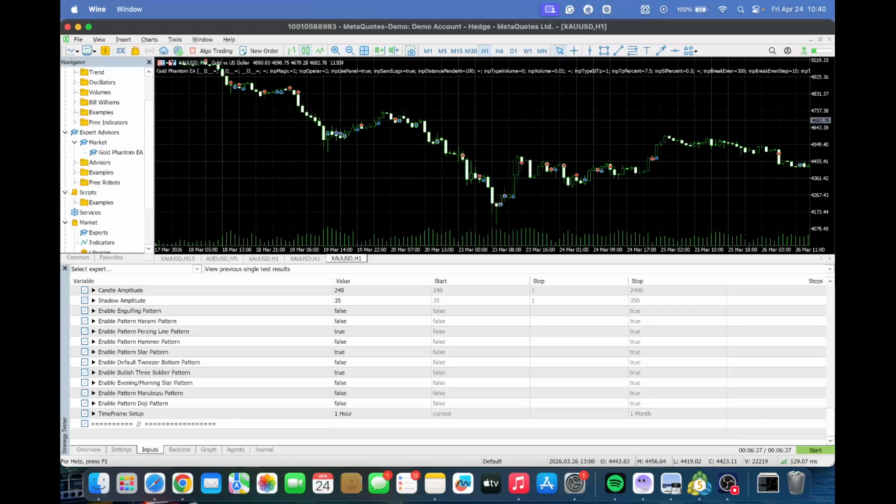And honestly, it's very spread sensitive. You need a raw spread ECN broker, or the small losses will eat into your edge. The trailing stop and break-even settings help. They really do help, but one or two big losing trades can still wipe out months of gains. And you can see that with the graph.